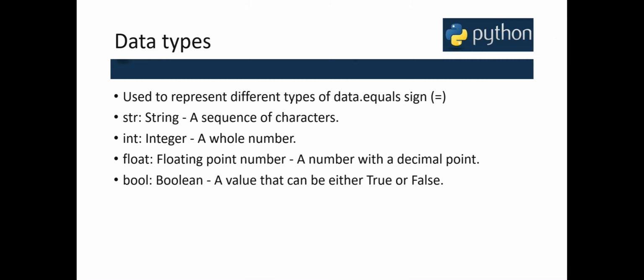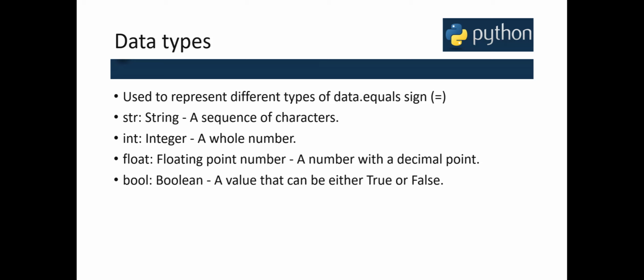Data types. Python has a variety of data types which are used to represent different types of data. Some of the most common data types include str, that is string, a sequence of characters; int, that is integer, a whole number; float, that is a floating point number, a number with a decimal point; bool, that is boolean, a value that can be either true or false.